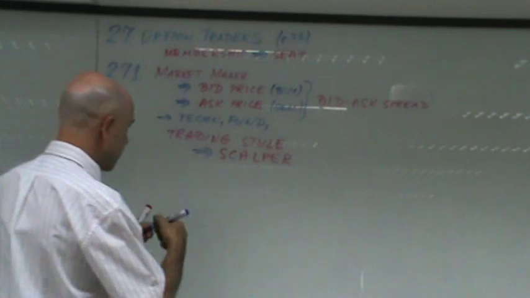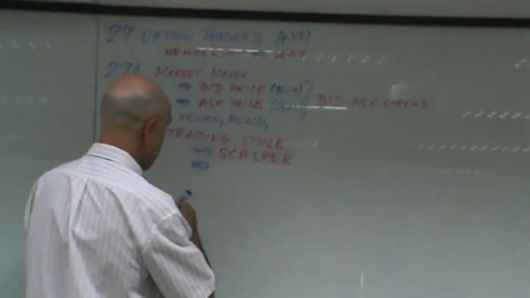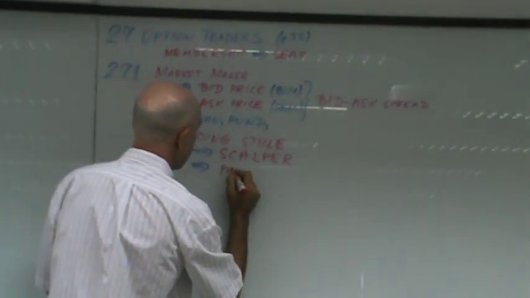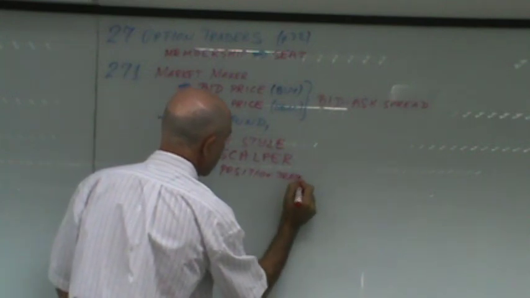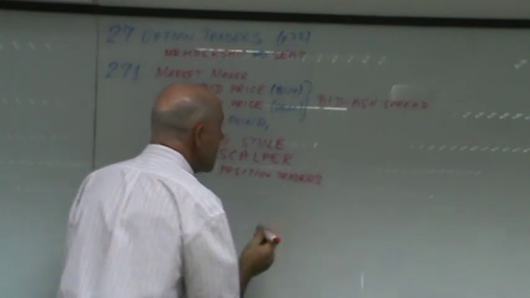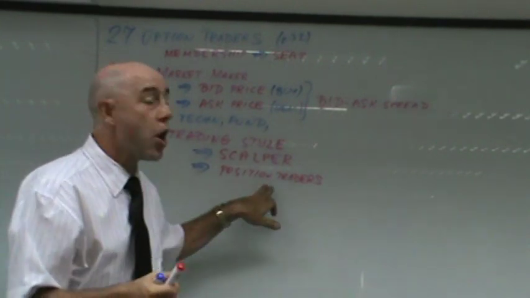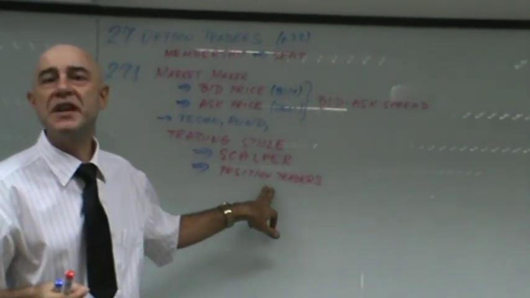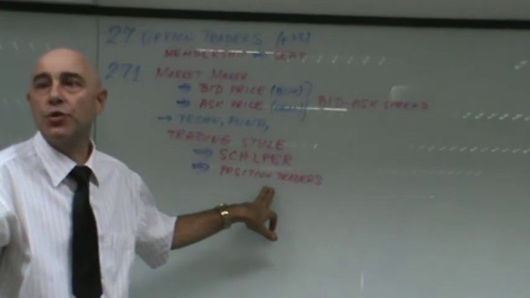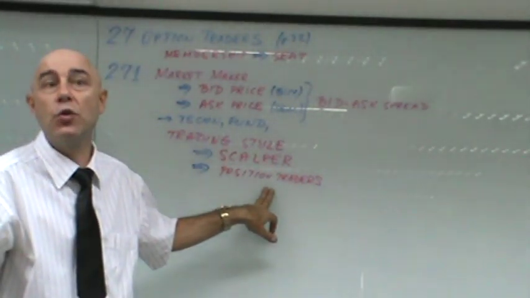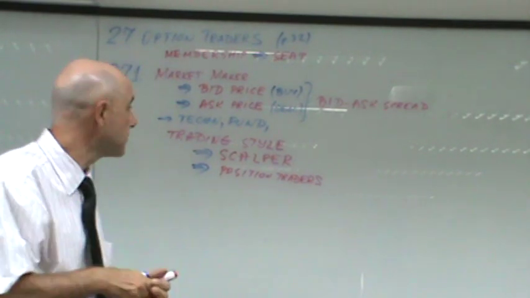Position traders. Position traders usually hold a position from a few minutes, maybe 2, maybe 10, maybe 20 minutes, rarely up to an hour or 2. Okay? They're not going to hold a position very long.